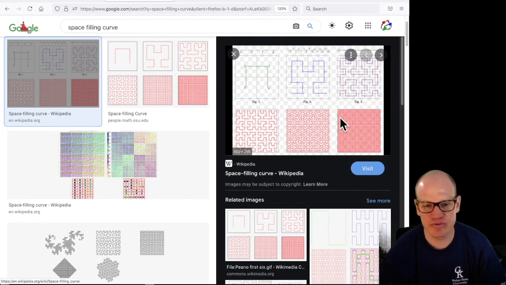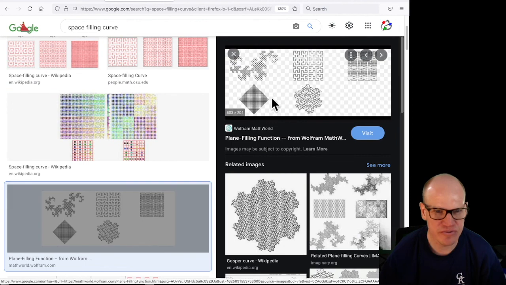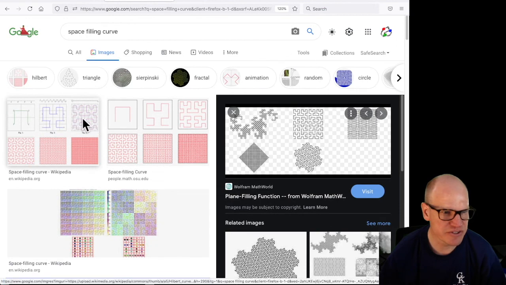And there's a variety of different ways to do it. Here's an example of different types of space filling curves that you can have. This one is built on hexagons. This one is built on rectangles. This one is built on squares. This is built on rectangles. So you have these space filling curves.